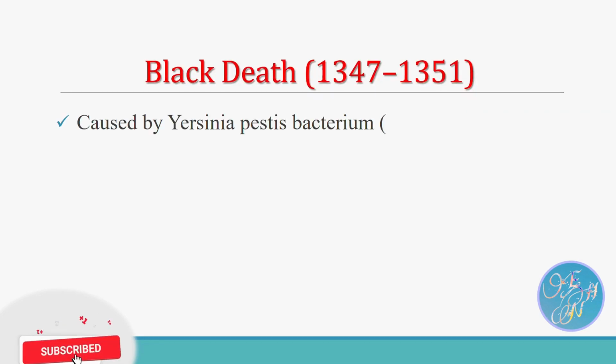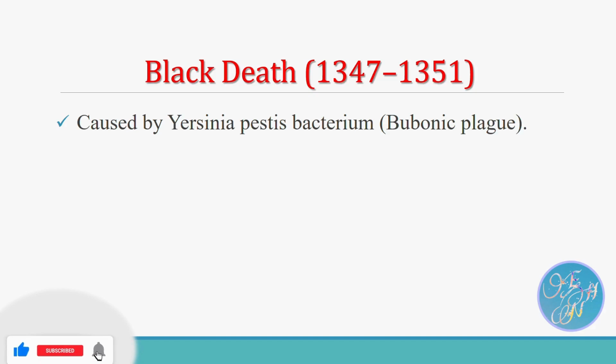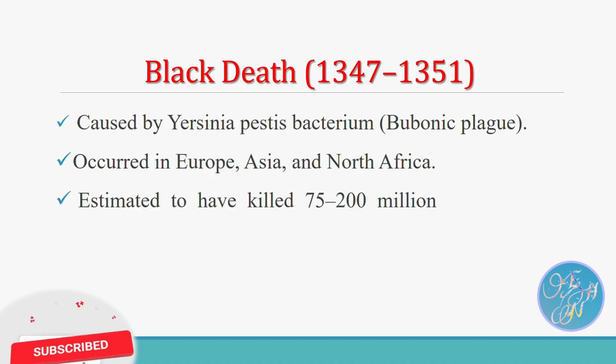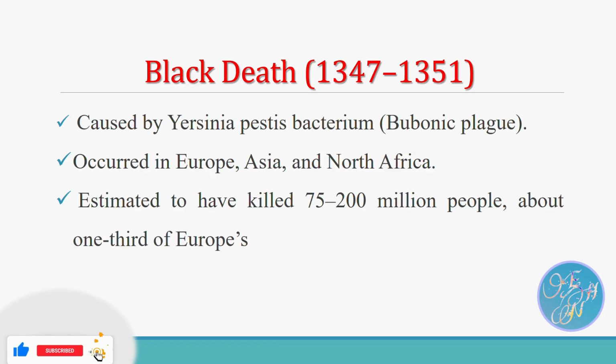Next is the medieval pandemic, the Black Death. Now let's jump to the Middle Ages, to a time when Europe was hit by one of the deadliest pandemics in history, the Black Death. Starting in 1347, this outbreak of the bubonic plague wiped out about 1/3 of Europe's population, which was around 100 million people.